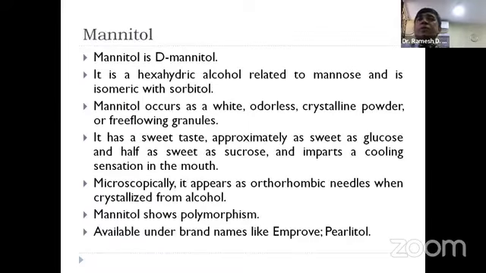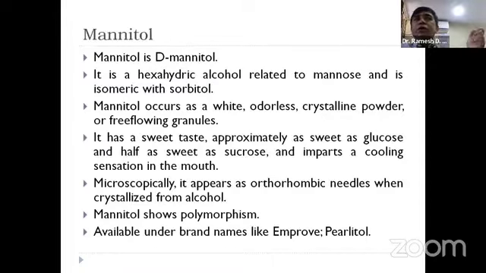Mannitol. So mannitol is actually D-mannitol. It's a sugar. It is a hexahydric alcohol, which is related to mannose, and it is isomeric with sorbitol. Mannitol is a white, odorless crystalline powder, and it has a sweet taste, approximately as sweet as glucose. Microscopically, it is needles, and it shows polymorphism. It is available under brand names like Improve or Perlitol.